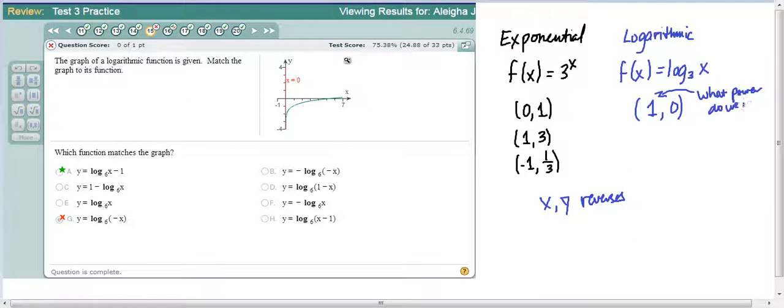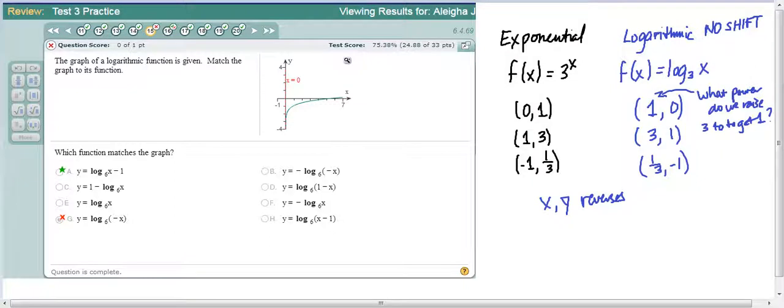We raise 3 to the 0 to get 1. Now, what power do we raise 3 to get 3? We raise it to the 1 power. And what power do we raise 3 to get 1/3? We raise it to the negative 1 power. So that's a basic logarithmic function, and again this is also important, both of these are with no shift.